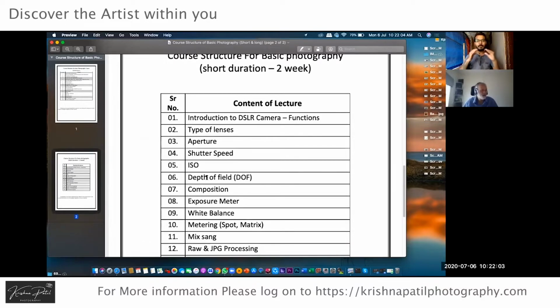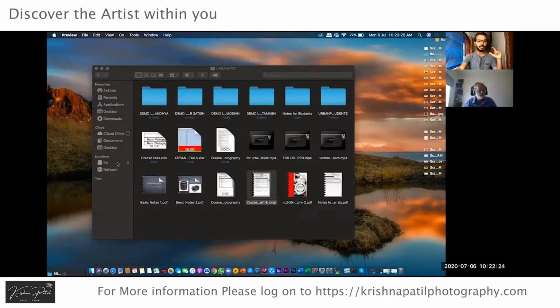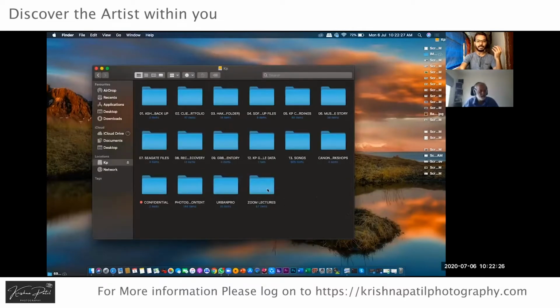So today's lecture will be divided into two parts. One will be depth of field, which will be understood, and second there will be the exposure triangle, which means the entire combination of three different settings: aperture, shutter, and ISO. So that we will study.